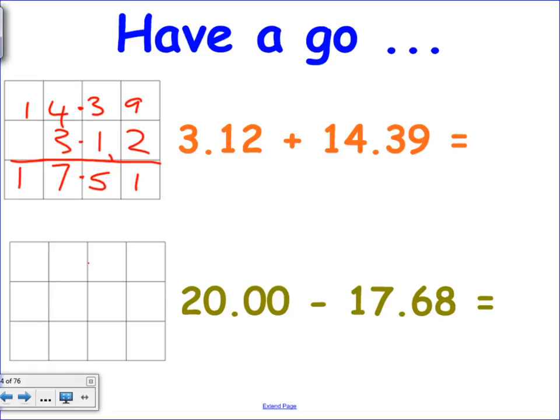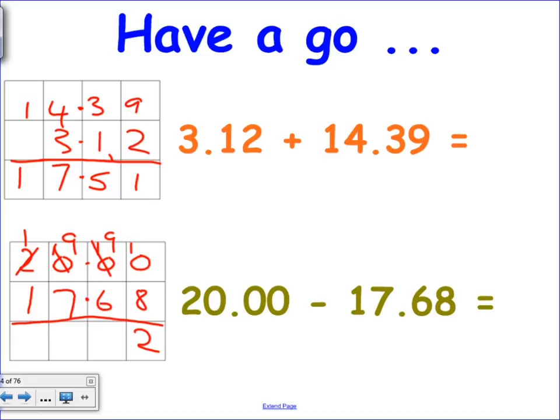So you put your 20 and you're taking away 17.68, and then a lot of borrowing happens if you do it using the borrowing method. So the 2 becomes a 10, that becomes a 1. You borrow from that, that becomes a 9, that becomes a 1. You borrow from that, that becomes a 9, that becomes a 1. And then it all falls into place. 8 from 10 is 2, 6 from 9 is 3, put a decimal point, 7 from 9 is 2, and 1 from 1 is 0. So £2.32 is your change.